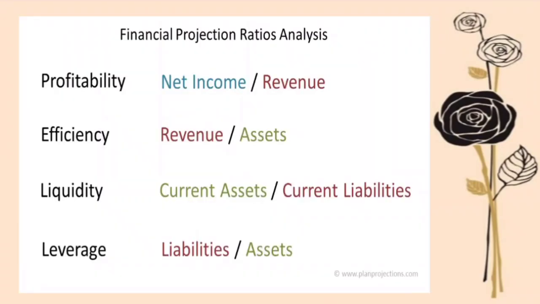So this is the financial projection ratios analysis. First is the profitability: net income divided by revenue. Efficiency: revenue divided by assets. Liquidity: current assets divided by current liabilities. Leverage is liabilities divided by assets.